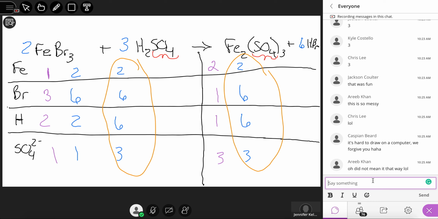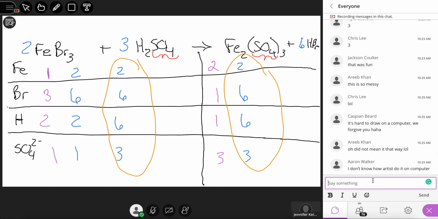Okay, so when you're counting like the bromine, remember it's the coefficient times the subscript, right? That's how I got 6. And for iron, it was the coefficient times the subscript, and there was no subscript, so we're assuming that's a 1.